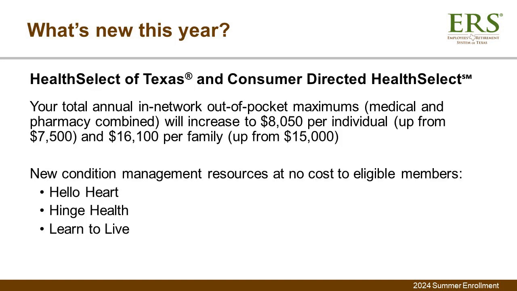The Health Select of Texas and Consumer Directed Health Select health plans' total annual in-network out-of-pocket maximums, medical and pharmacy combined, will increase to $8,050 per individual. This is up from $7,500 and $16,100 per family, up from $15,100, to align with the IRS maximums. In addition, Blue Cross and Blue Shield of Texas will have 3 new condition management programs starting September 1st: Hello Heart, Hinge Health, and Learn to Live.